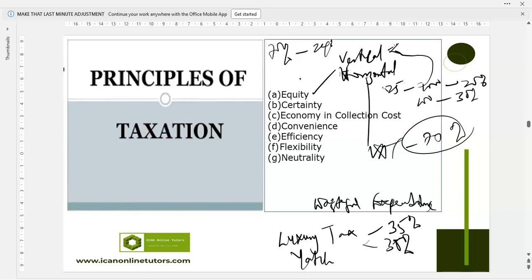Hello, is that true? Yes. That's horizontal equity. But vertical equity: the more money you have, the more tax you pay.